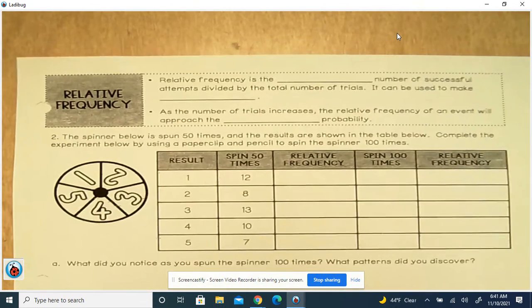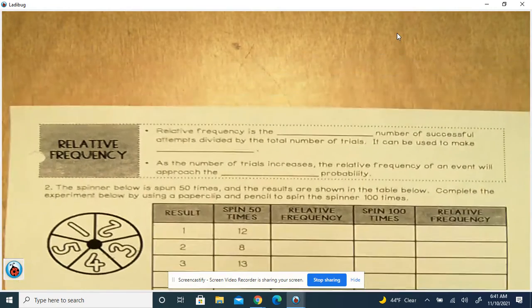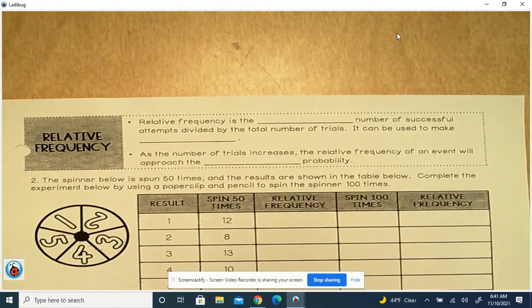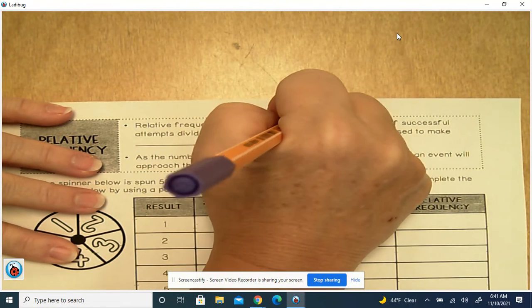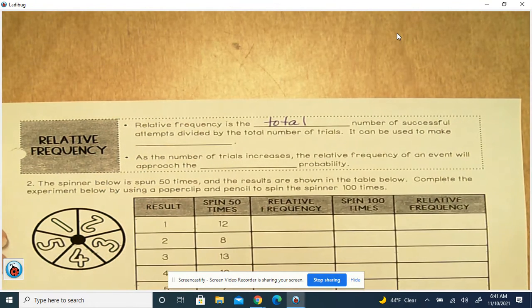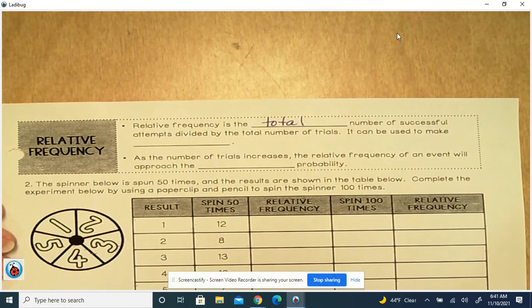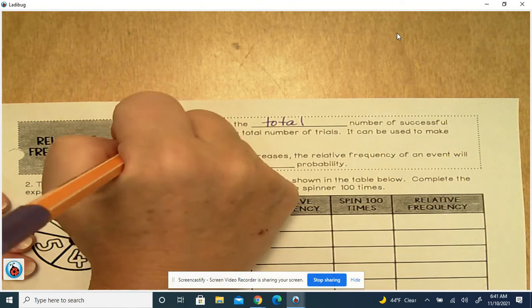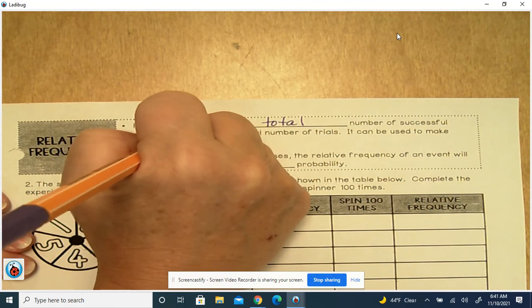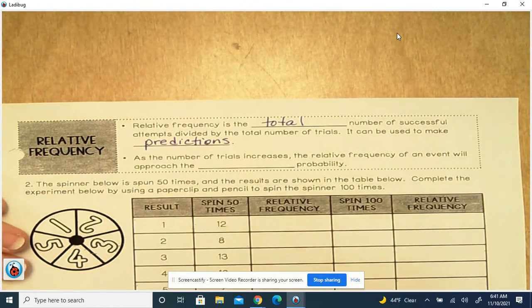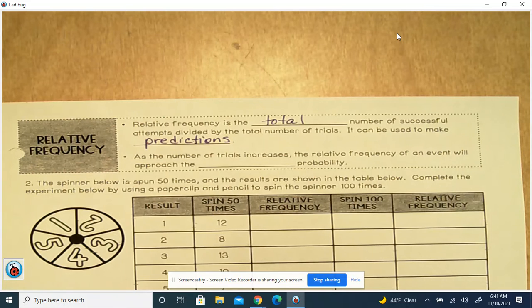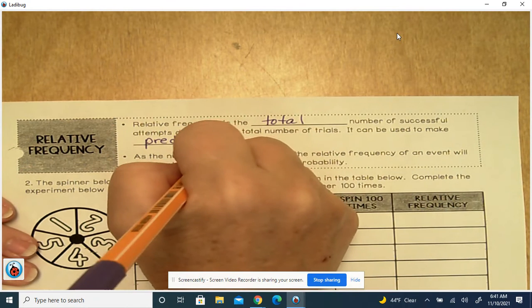Relative frequency. Relative frequency is the total number of successful attempts divided by the total number of trials. It can be used to make predictions. As the number of trials increases, the relative frequency of an event will approach the theoretical probability.